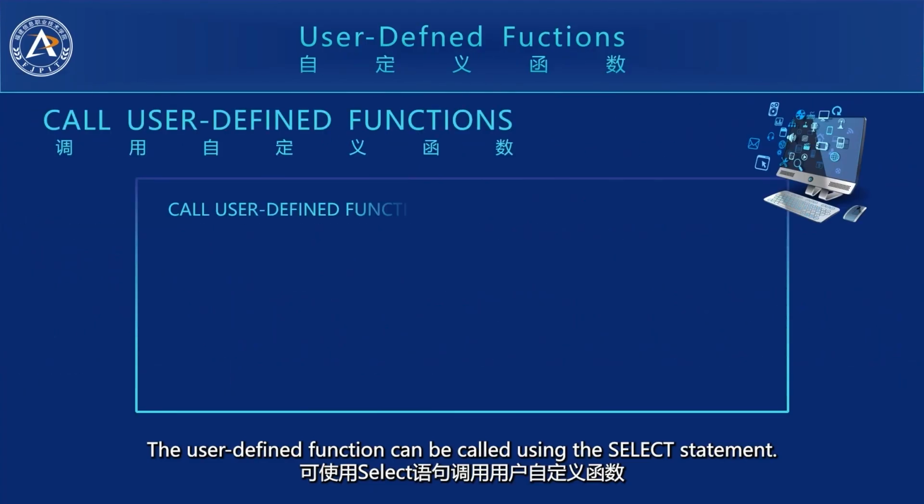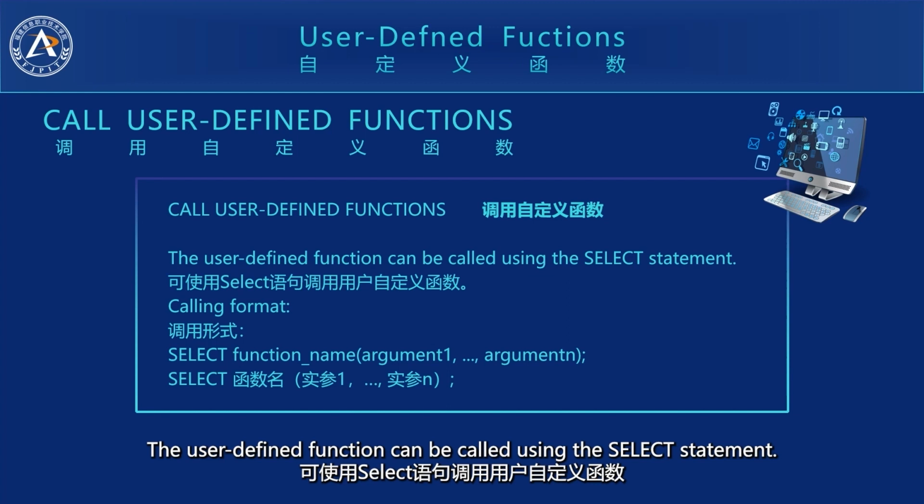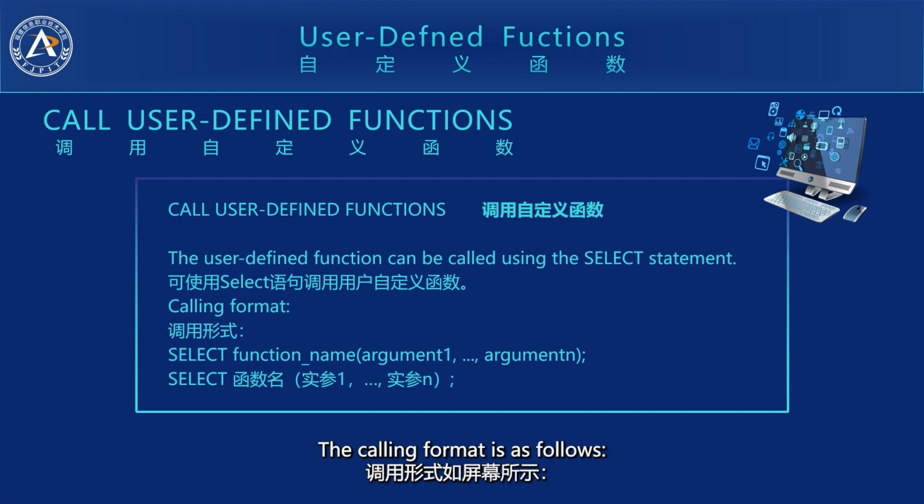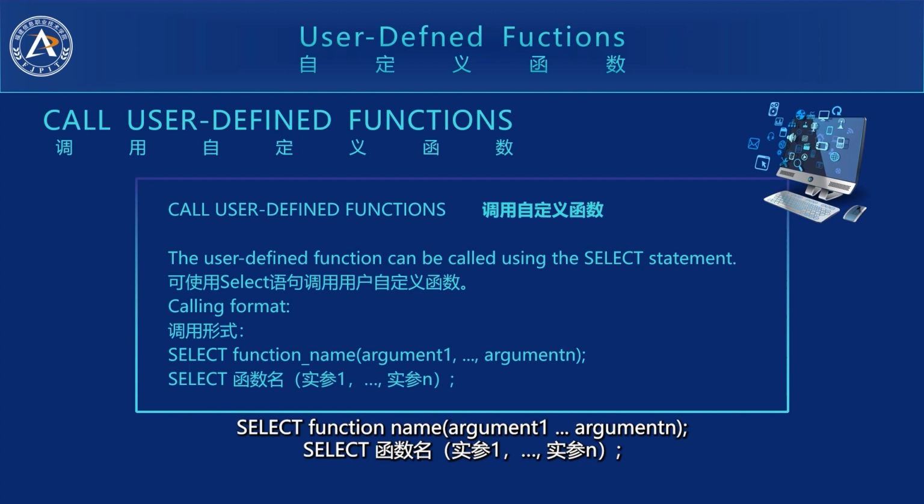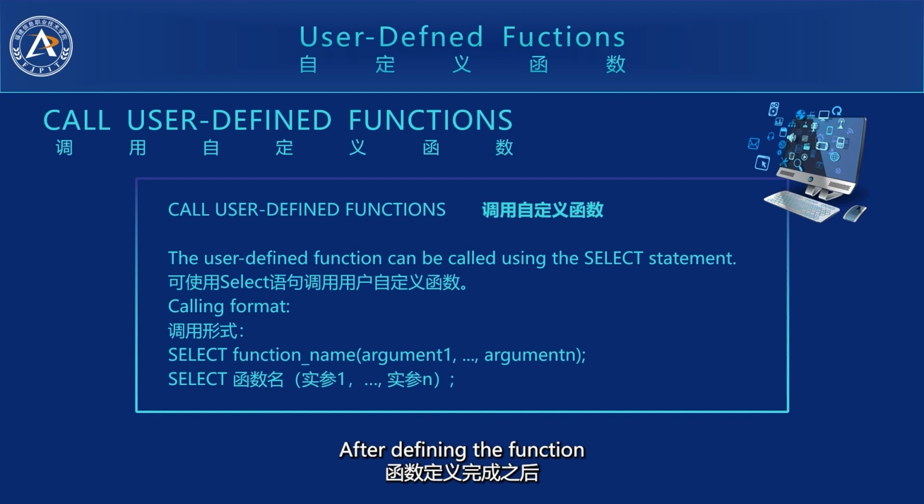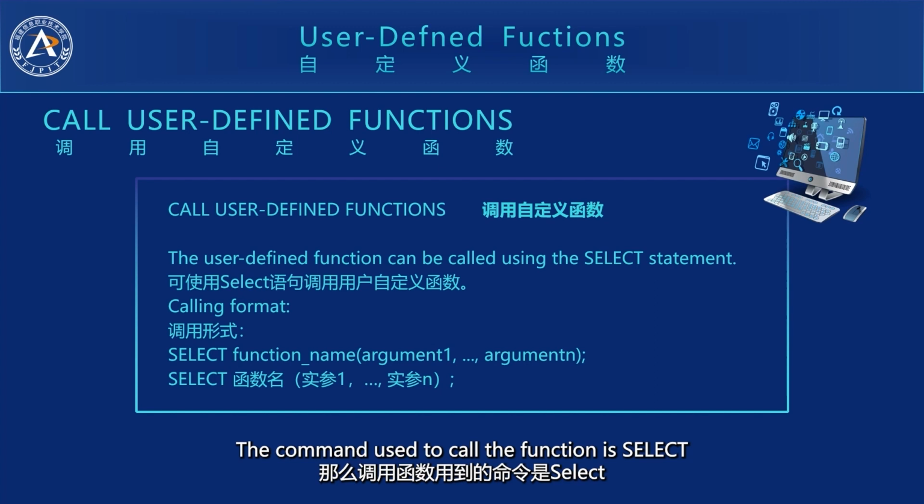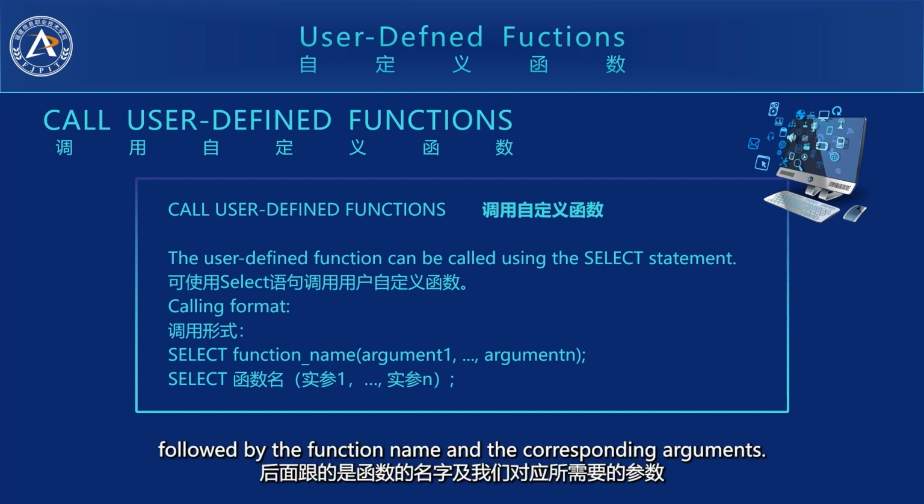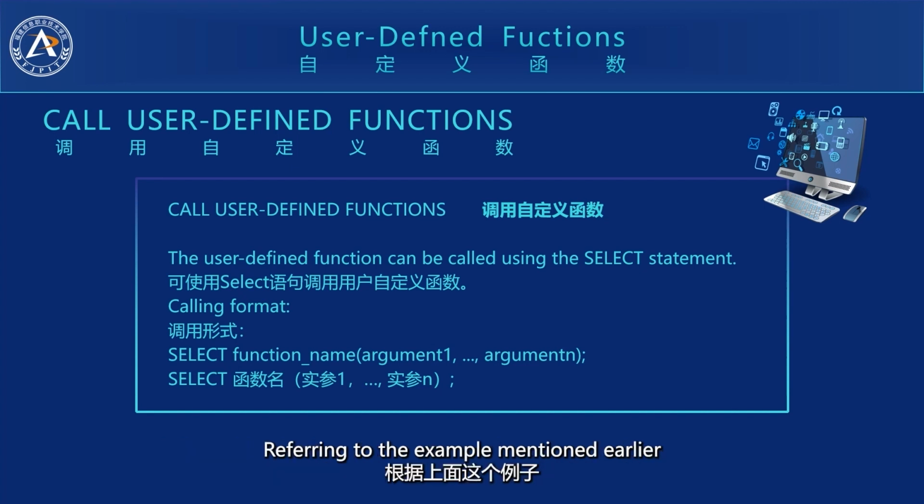The user-defined function can be called using the select statement. The calling format is as follows. Select function name (argument 1, ..., argument n). After defining the function, we can proceed to call the function. The command used to call the function is select, followed by the function name and the corresponding arguments. Referring to the example mentioned earlier, we need a character type parameter, and the provided argument is Tom. Let's execute the function call.